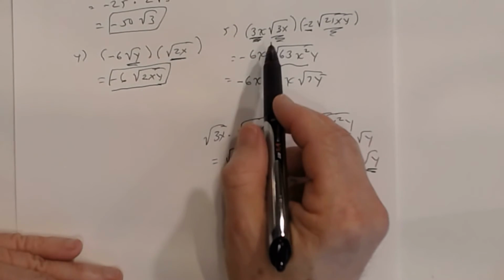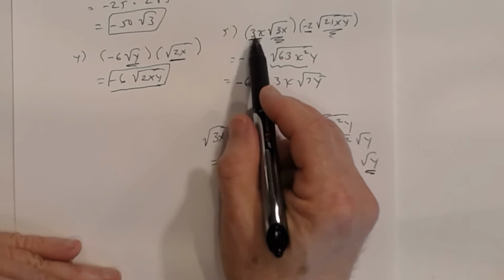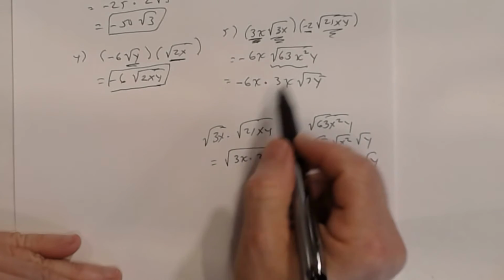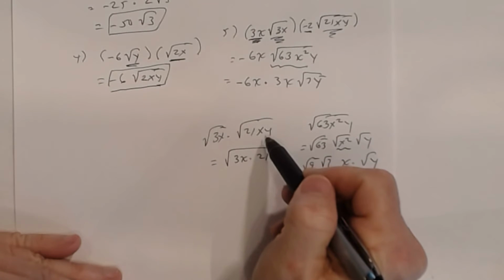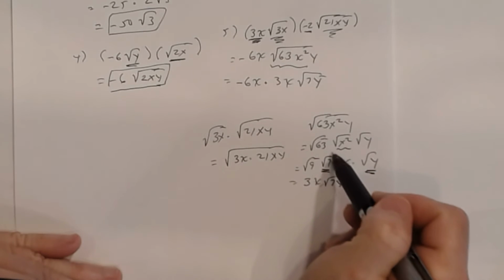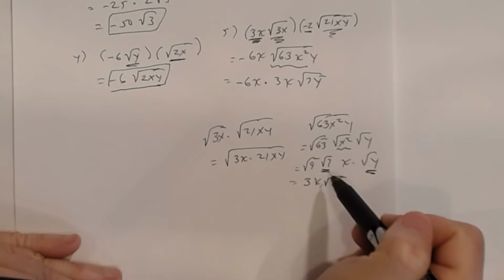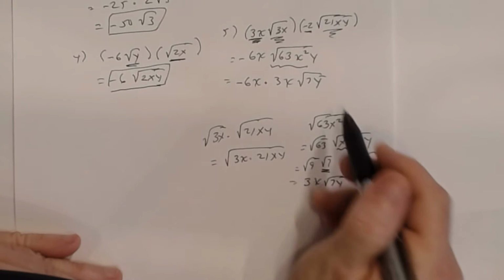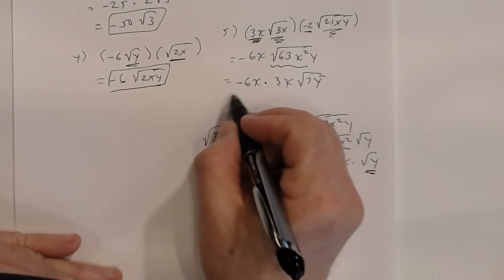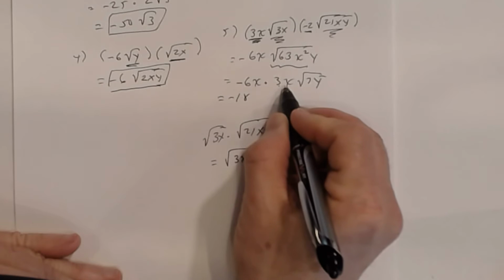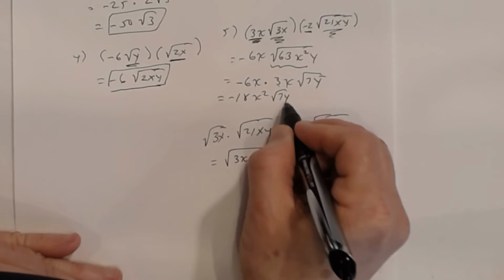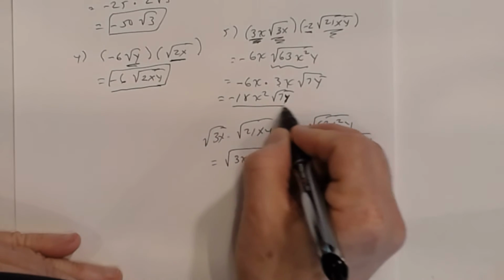All right, so notice what I did through each process. I multiplied 3x times negative 2, got me negative 6x, and then the square root of 3x times the square root of 21xy is this right here. And then I simplified each little part. Now negative 6 times 3 is a negative 18. X times x is x squared, and then times the square root of 7y. And so that's the answer.